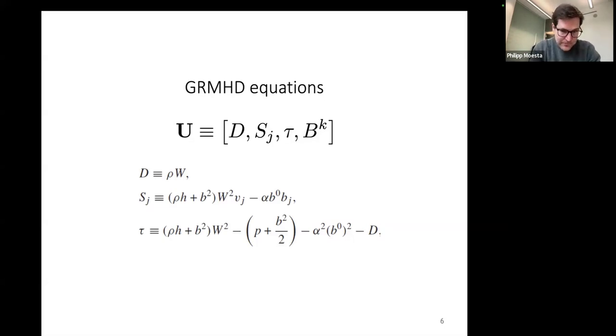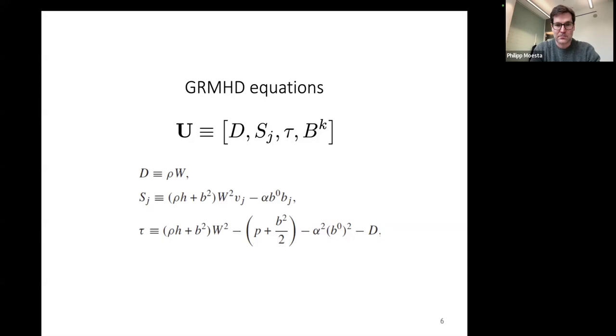You see that also, for example, in the energy equation, this tau quantity, which is the conserved energy in this way, where in the second term you specifically have P plus b squared over 2, which is exactly this kind of total pressure, the fluid plus magnetic field pressure.